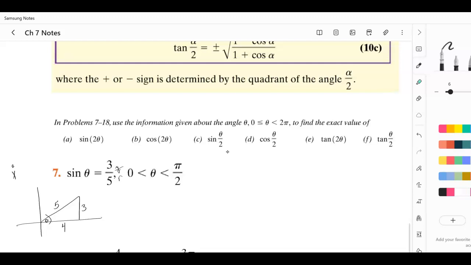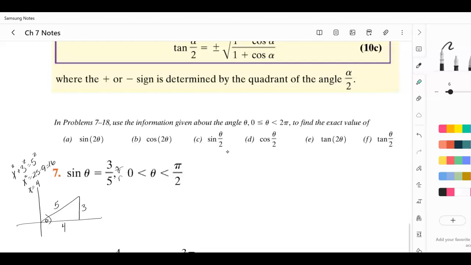We could always use the Pythagorean theorem. X squared plus y squared is equal to the radius squared. So x squared is equal to 25 minus 9, which is 16. And so x is going to be the square root of 16, which is 4. Because the way this triangle is drawn, because it's in the first quadrant, we know that value is going to be 4.